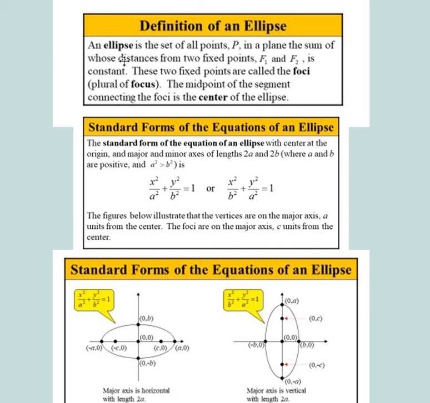Now we're going to discuss the ellipse. The definition of an ellipse is the set of all points P in a plane, the sum of whose distances from fixed points F1 and F2 is constant. And actually, I think when you were in school, they told you how to draw an ellipse.